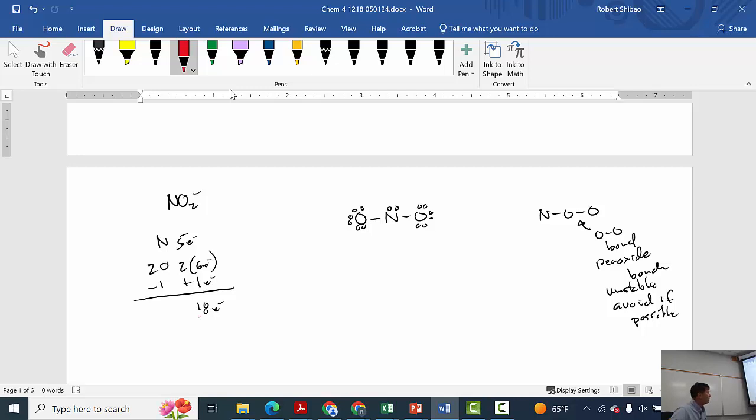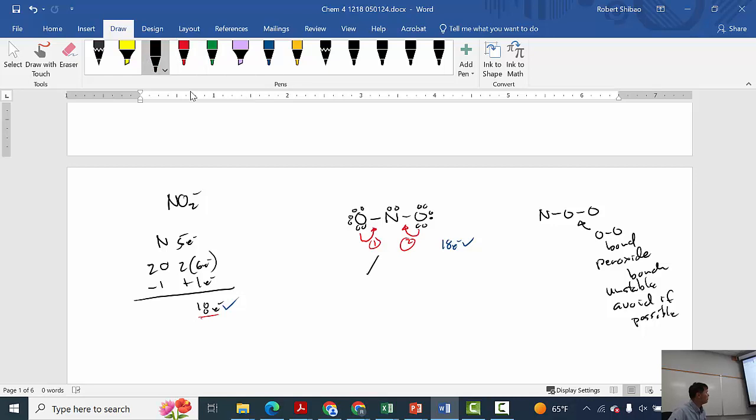No. But I don't have any more electrons. I've used up all my electrons, and there are no more electrons to use. And so what I'm going to have to do is make a double bond. That is, convert a lone pair into a bonding pair. But I have 2 choices here. I could do it from the left oxygen, or I could do it from the right oxygen.